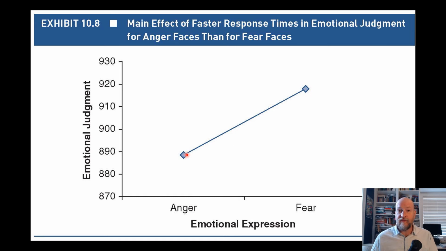This is the main effect for response time related to which emotional face you were seeing, anger versus fear. As you can see, this line has a noticeable slope that is not horizontal. The response time for anger is faster than the response time for fear, about 917 to 888, I believe it was. So this is a main effect. Because the line is not flat, we would interpret this as a main effect for the type of emotion independent variable.